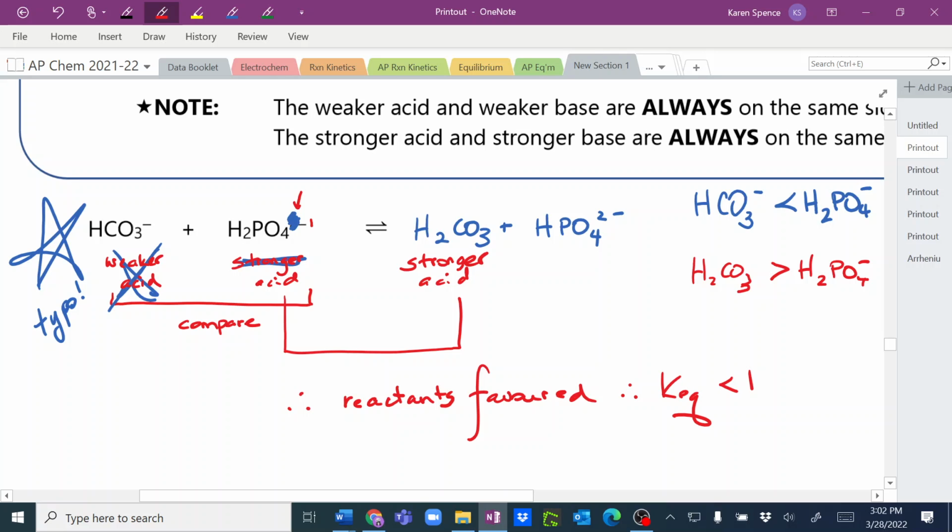I thought I changed this so we didn't have 3 in a row where the reactants were favored, but apparently not. So that makes me a little sad, but that's okay. I know my intent was to change it so we didn't have 3 in a row where the reactants were favored, but you know.